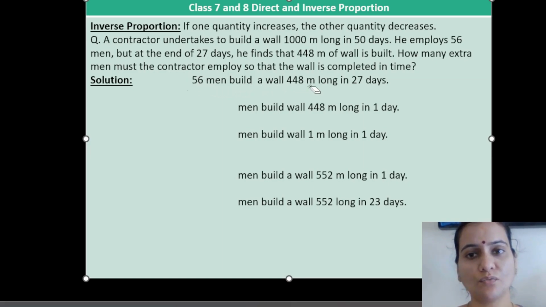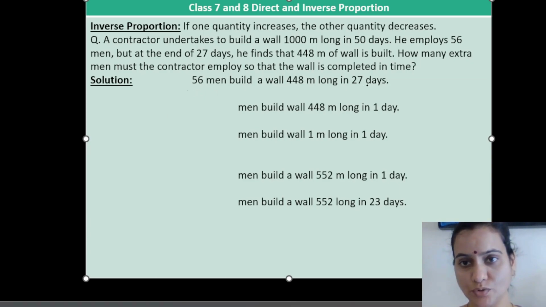56 men build a wall 448 meter long in 27 days, right? This is the information given to us. Now let's break it down by bringing everything down to one unit. Let's understand how many men will be required to build a 448 meter long wall in one day, because we are ultimately going to calculate for 23 days. So how can I find for 23 days if I do not understand in one day how many men will be required to build the wall 448 meter long? So how can I find that?